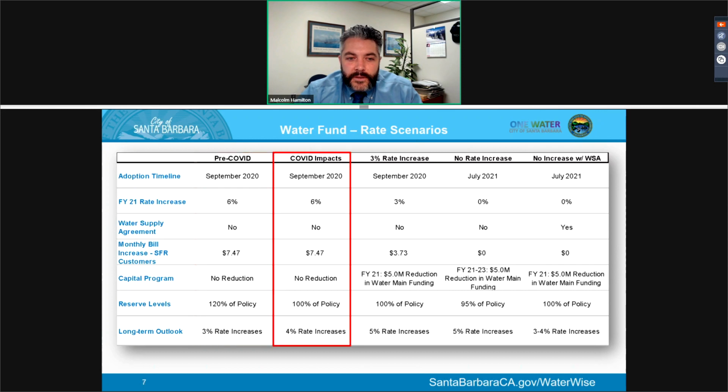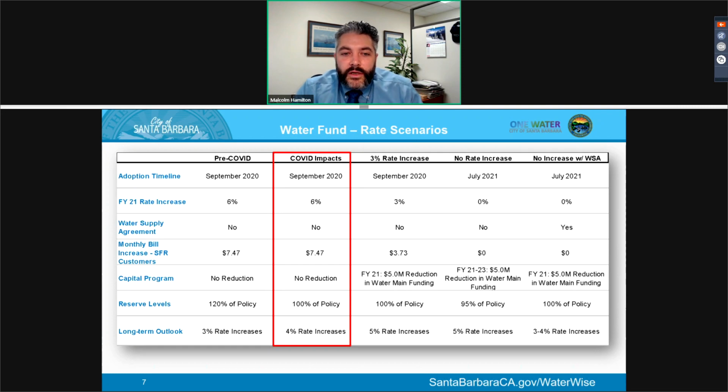Now, next slide, please. Now, what are these immediate impacts of COVID? And that's what this case looks at here. Well, if we continue to do rate increases as planned, adopt in September, we wouldn't have to reduce capital program, but because of the loss of revenue from the commercial sector, we would essentially use the large majority of our excess reserves. So we draw down on our reserves immediately, about $5 to $7 million over the course of a few years. And it's very likely that we'd have to do 4% increases in out years to make up for that lost revenue as well.